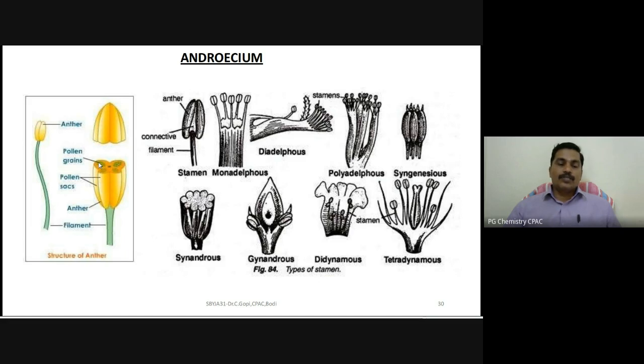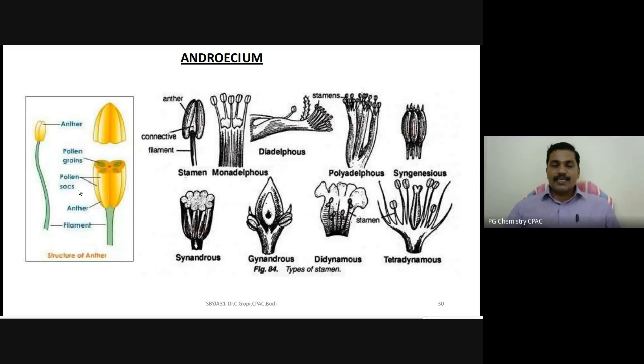Okay, so the male gamete develops inside the sporangium of the anther. The sac is called the sporangium, that is, the pollen sac. The complete part is called the anther. The stalk which bears the anther is called the filament.